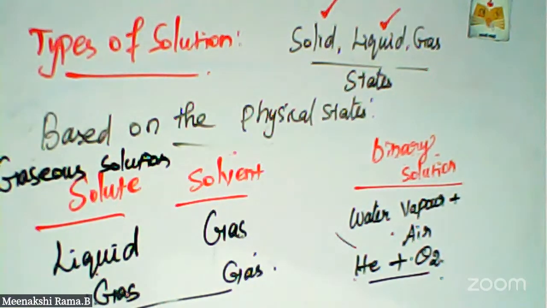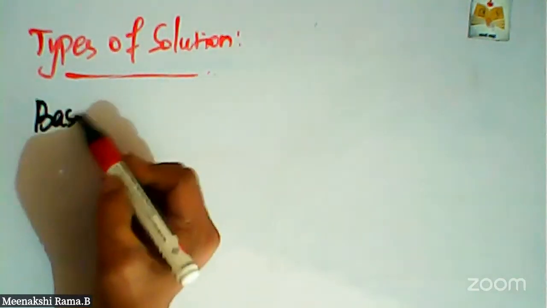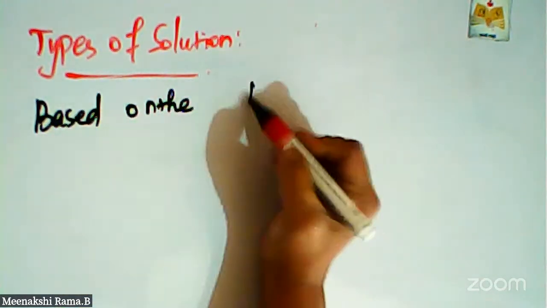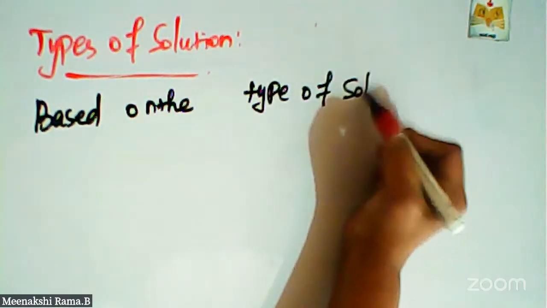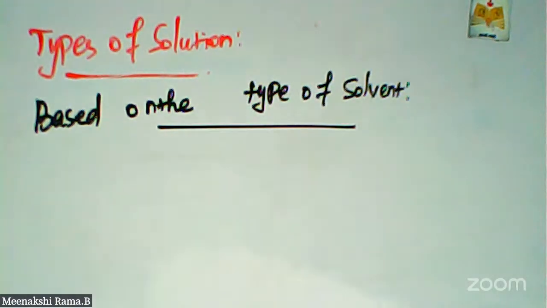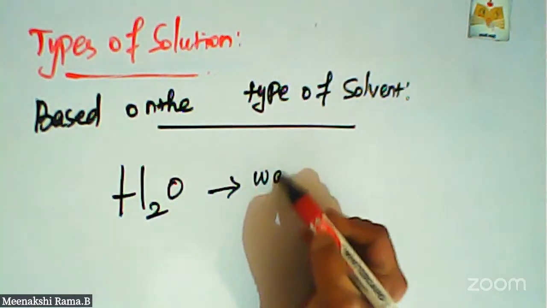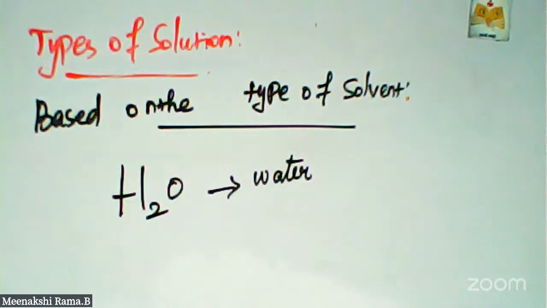Next, based on the type of solvent, we are going to learn the different kinds of solutions. What is the major solvent? Yes, a very good, well-known example: water. Water is the major component of the solvent.